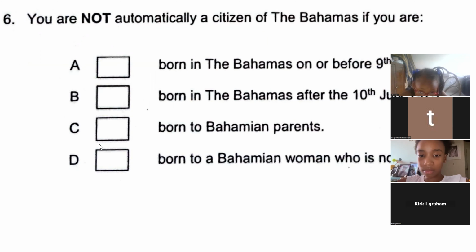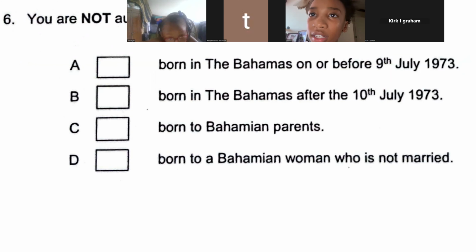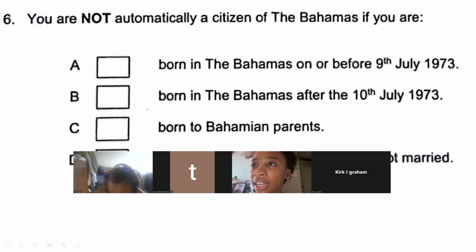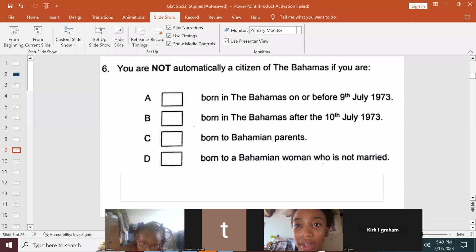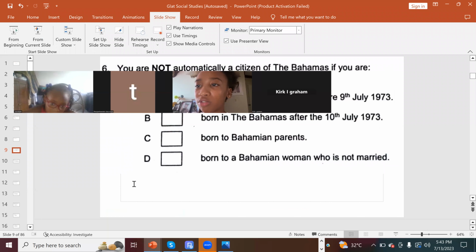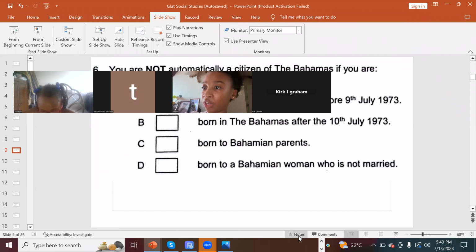All right, go ahead, Deanna, read number 6 for me, please. Number 6. You are not automatically a citizen of the Bahamas if you are: A. Born in the Bahamas before July 9th, 1973. B. Born in the Bahamas after July 10th, 1973. C. Born to Bahamian parents. D. Born to a Bahamian woman who is not married.